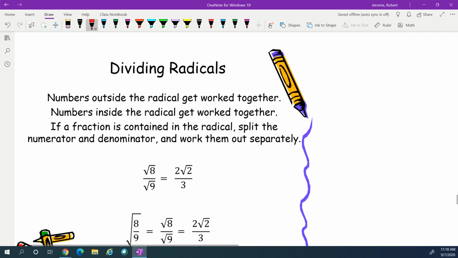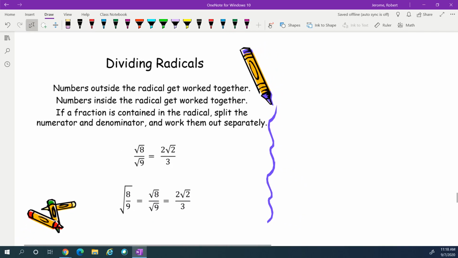So now we get to dividing, and dividing is always a little bit of a challenge. We're not allowed to have a radical in the denominator, and that's really where we present the challenge. So in dividing, we can do a couple different things. We want to separate the numerator and the denominator. So in our first example, you can see that that's already done for us. We simplify the square root of 8, 2 square root 2, and we simplify the denominator. Square root of 9 is just a 3.